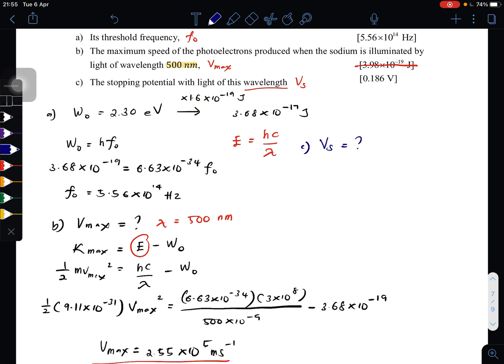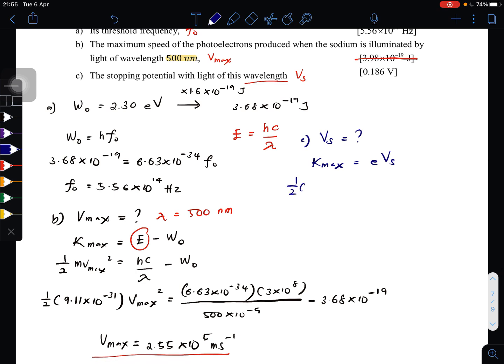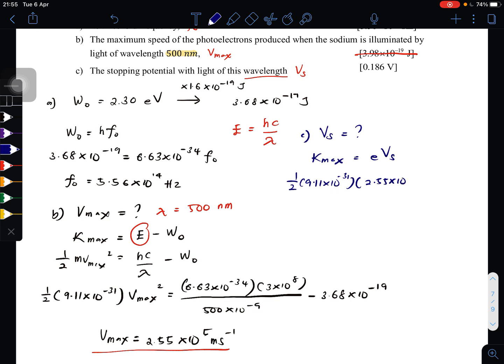Where we know Kmax is equal to eVs, right? This one is given in the list of formulas. So just use this formula. So put in Kmax as half mv square, which is half, m is 911 exponent negative 31, v is 2.55 exponent 5 and then square, equal to e, here is the charge of electron, which is 1.6 exponent negative 19, times Vs. So Vs is equal to 0.185 volt.